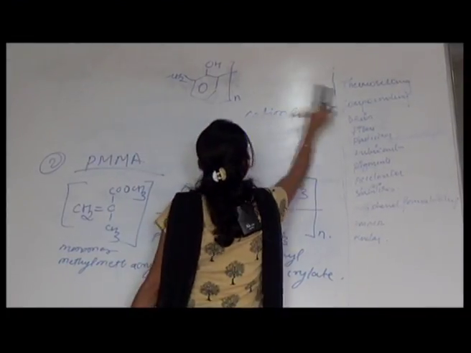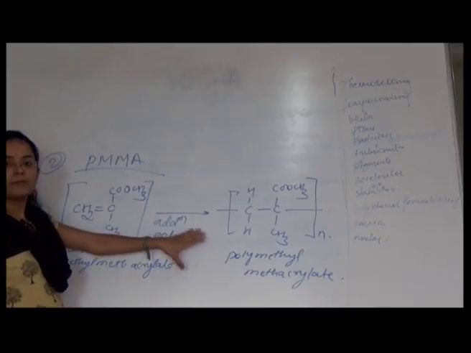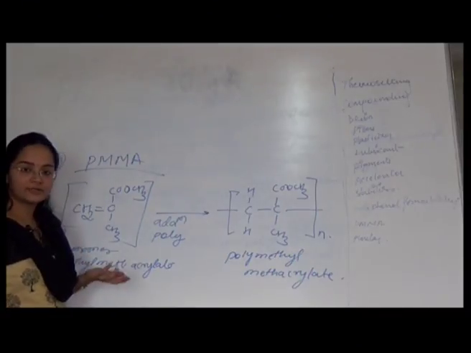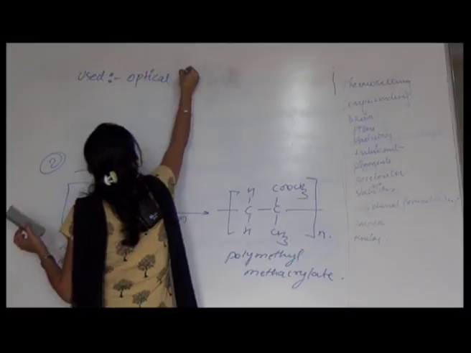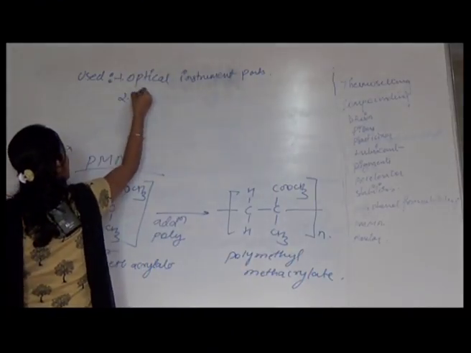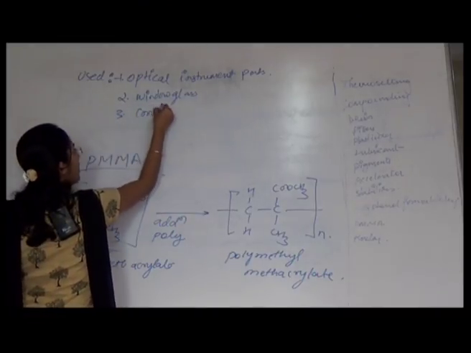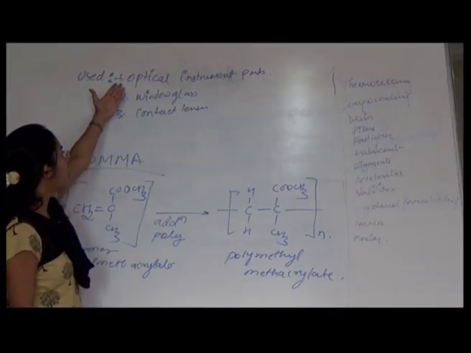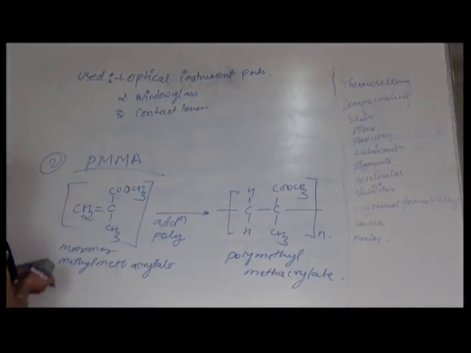It again has significant uses. PMMA, polymethyl methacrylate, has more transparency than glass. Therefore, it is used in the preparation of optical instrument parts. It is also used for the preparation of window glasses. That is again a very important use. It is used for the preparation of contact lenses. So you can see that it is more transparent than glass. Hence, it is used wherever glass is used, that is optical instrument parts, window glasses and contact lenses. So this is again a very useful polymer.